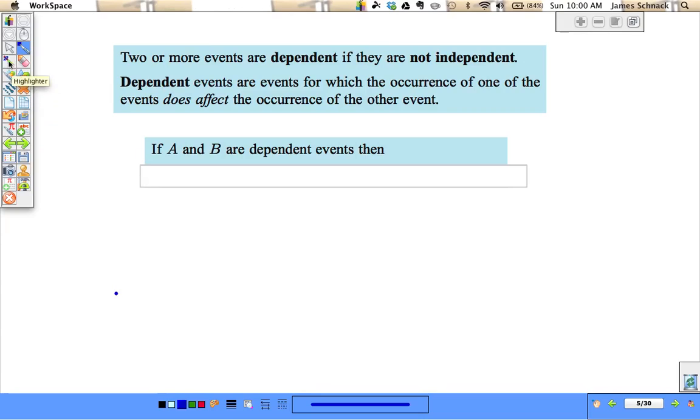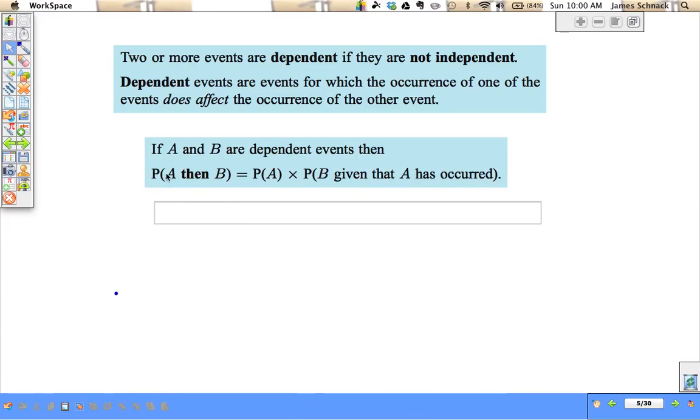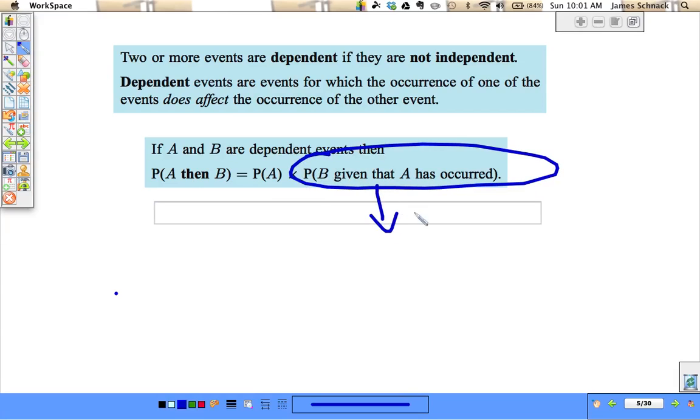So if A and B are dependent events, then the probability of A happening, then B happening, is the probability of A times the probability of B given that A has occurred. And another way of saying this, and we'll see this notation again much later in the chapter, is the probability of B given A. This vertical line in probability notation means that the thing after it has already happened. We're assuming that A has happened here.